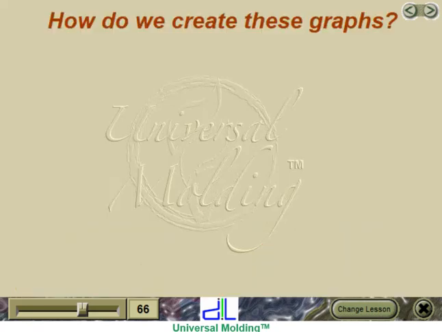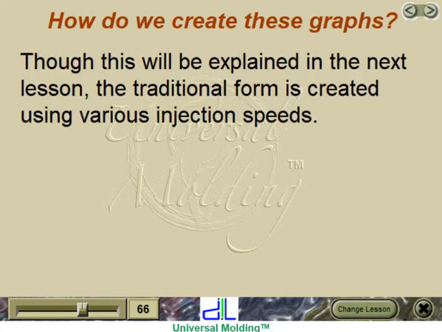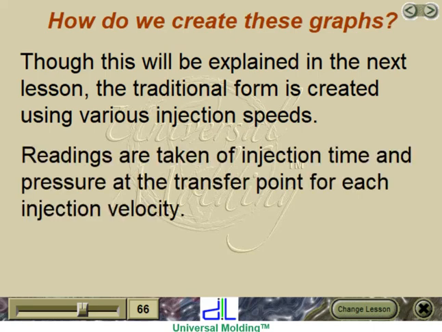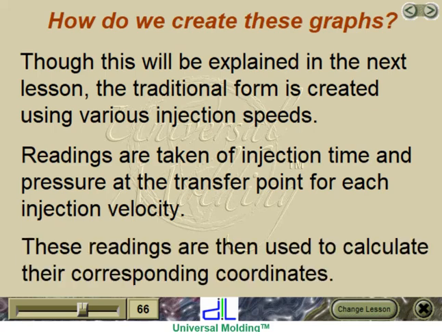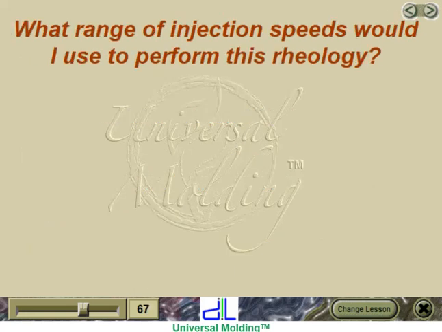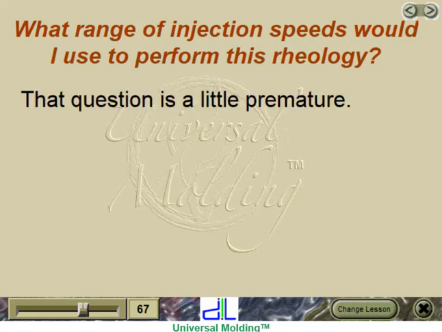How do we create these graphs? Though this will be explained in the next lesson, the traditional form is created using various injection speeds. Readings are taken of injection time and pressure at the transfer point for each injection velocity. These readings are then used to calculate their corresponding coordinates. What range of injection speeds would I use to perform this rheology? That question is a little premature.